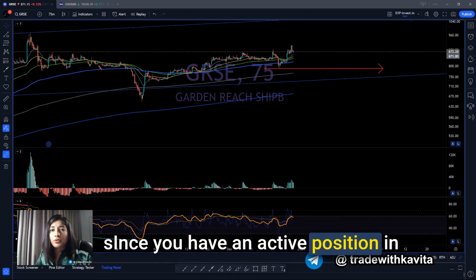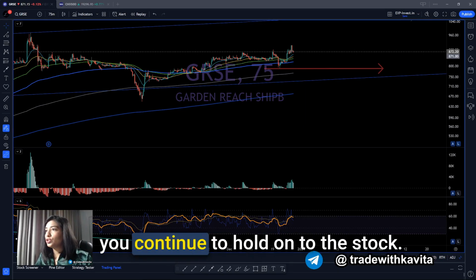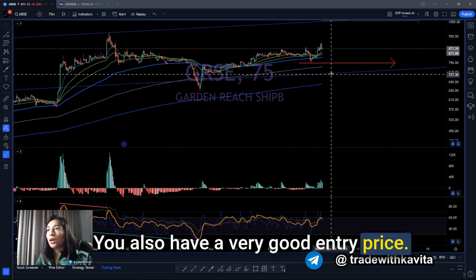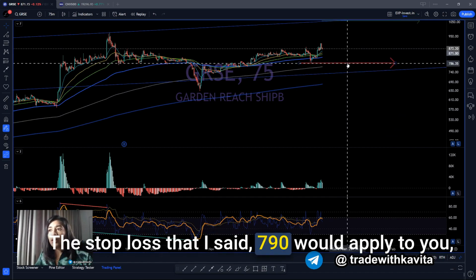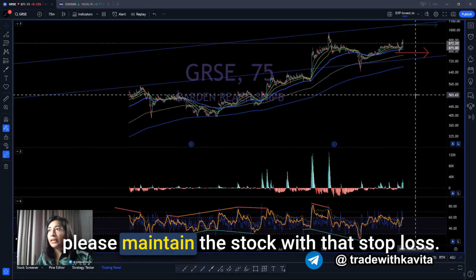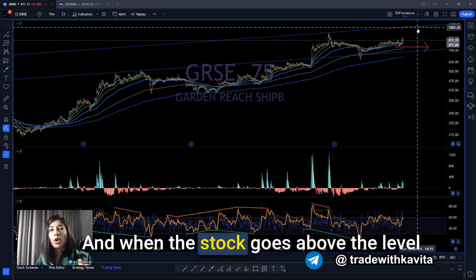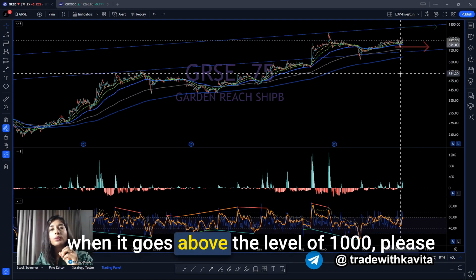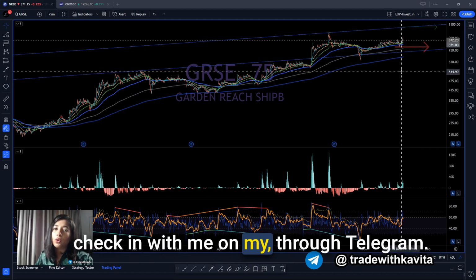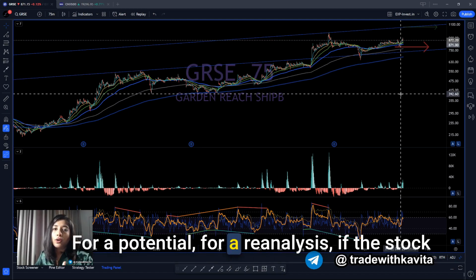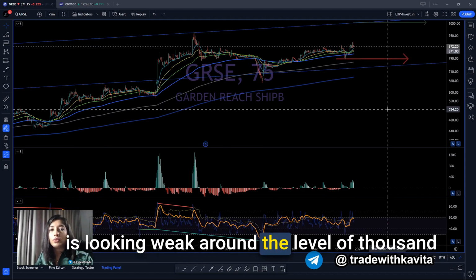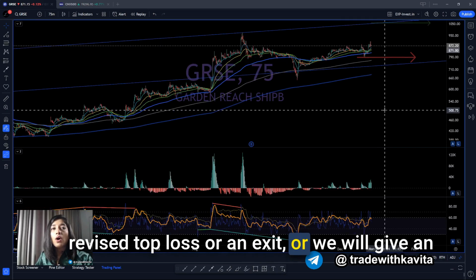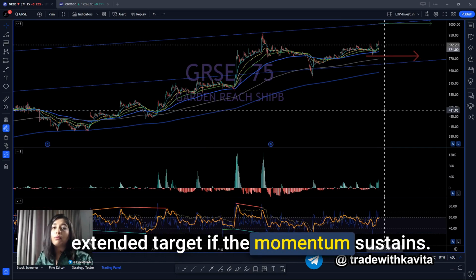Since you have an active position in Garden Reach, I would suggest you continue to hold on to the stock. You also have a very good entry price. The stop loss that I said, 790, would apply to you. Please maintain the stock with that stop loss. And when the stock goes above the level of 1000, since 1060 is a potential target, please check in with me through Telegram for a potential reanalysis. If the stock is looking weak around the level of 1000 plus, then we will suggest either a revised stop or an exit, or we will give an extended target if the momentum sustains.